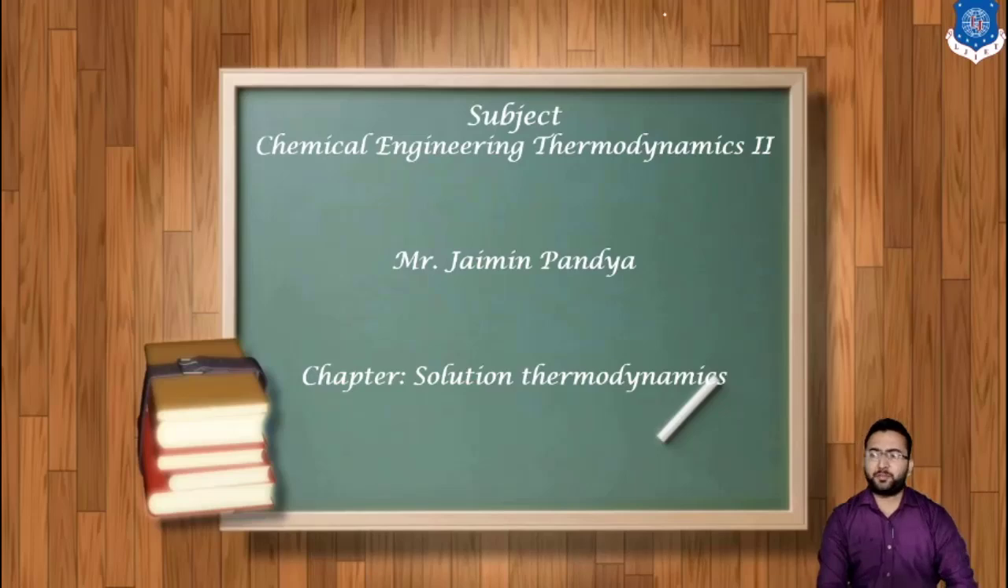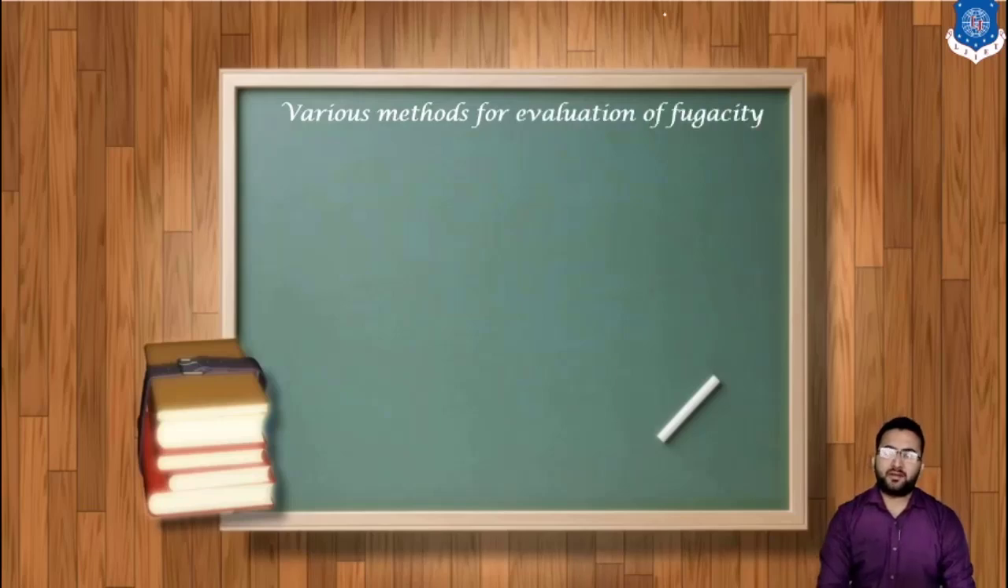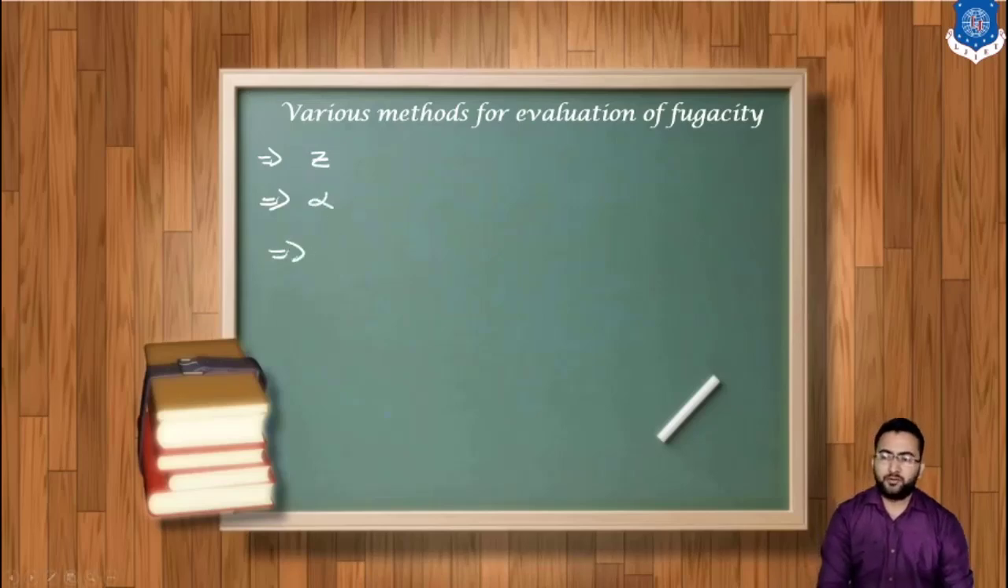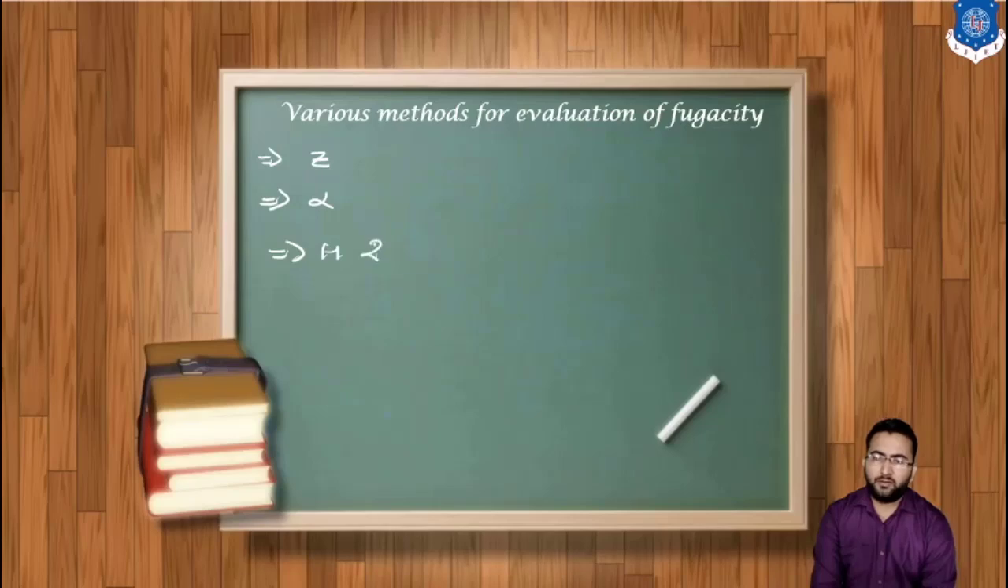So let's continue with chapter number 2, which is solution thermodynamics. In this lecture, we are going to discuss various methods for evaluation of fugacity. There are mainly three types of methods for evaluation of fugacity. First, fugacity and fugacity coefficient from compressibility factor Z. Second, using residual volume that is denoted by alpha. And third, using the value of enthalpy and the value of entropy. We can get the value of fugacity and fugacity coefficient using these three methods.